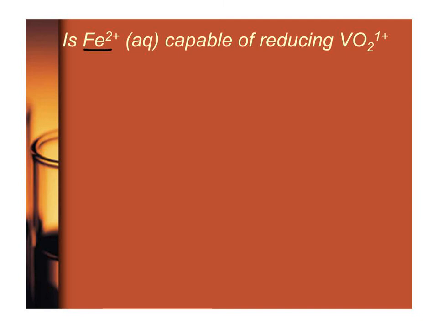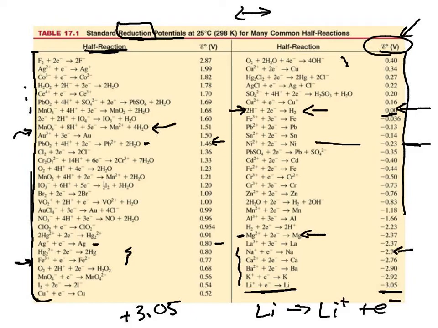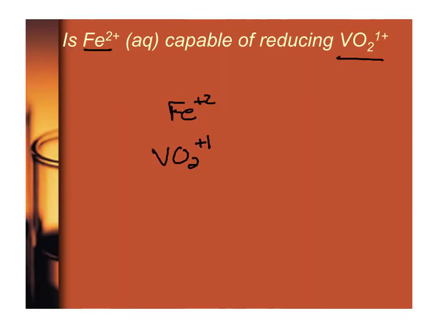All right, is iron 2 capable of reducing VO2 positive? So iron plus 2, and we have VO2 positive 1. Now let's go find the VO2. I want to reduce the VO2, and I believe he's somewhere up here. So let's see where the VO2 is. That's not a very common thing, but it is on the oxidation reduction table. I still don't see it. You might see it before me. Here it is. We have VO2, and that looks like it's 1 volt.